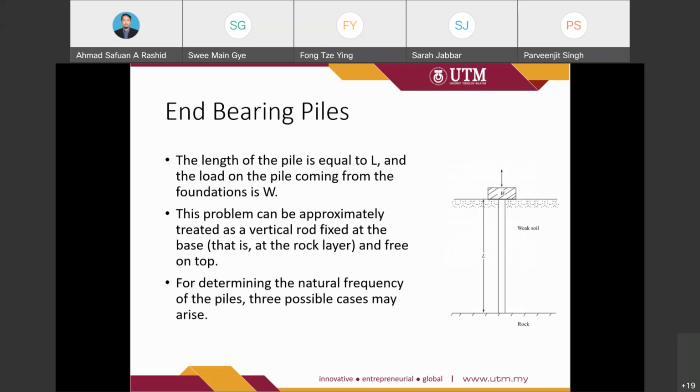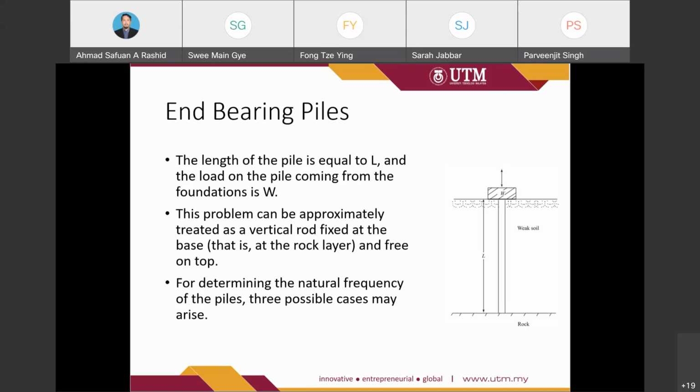For the end-bearing pile, the discussion is more related to the natural frequency of the pile itself. While for the floating type, we may consider the stiffness and the damping factor of the floating type. At the end, we can calculate what will be the capacity of the load that could be sustained by the system of the pile. So we go first for the end-bearing pile.